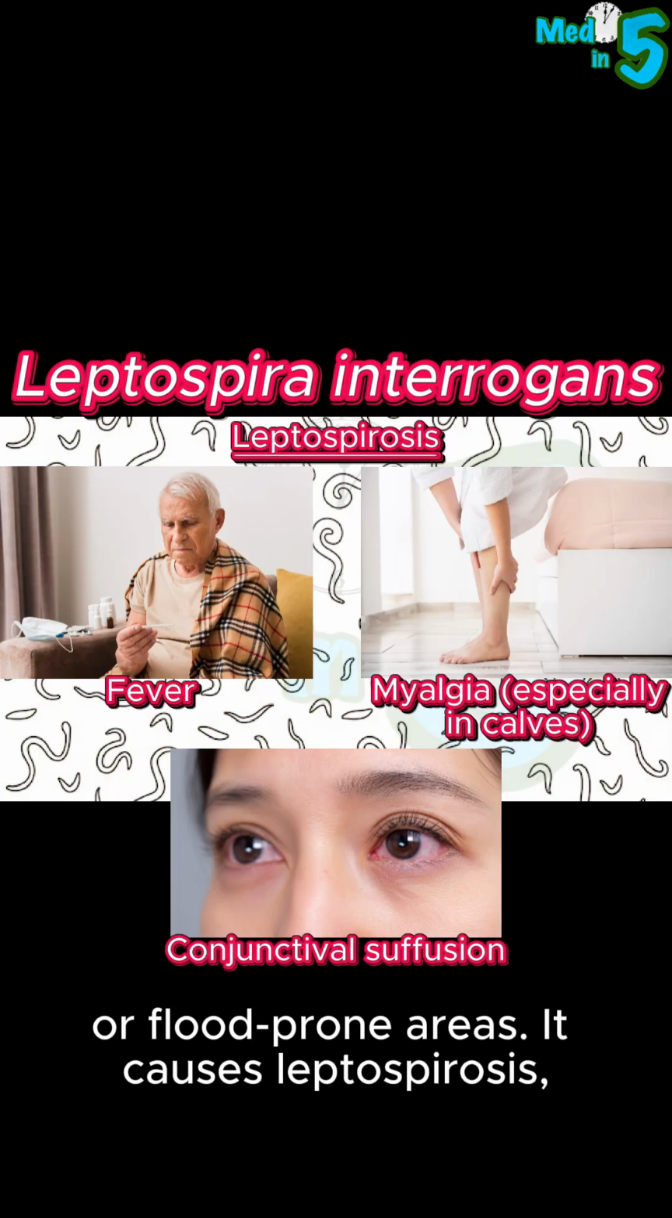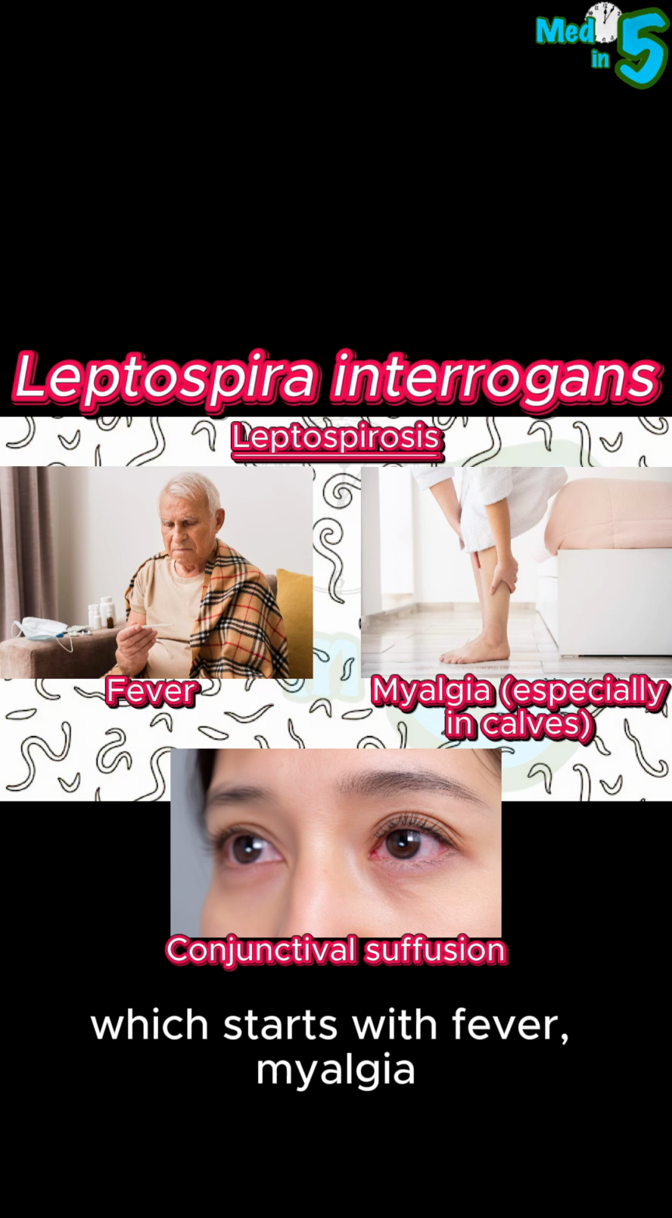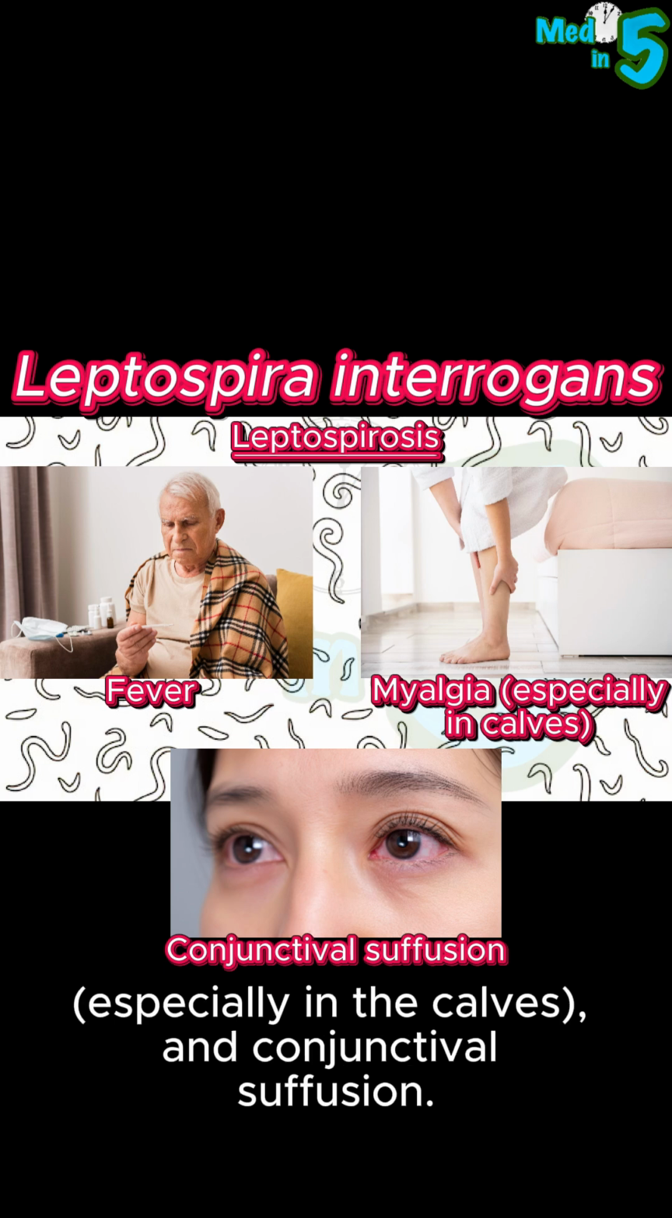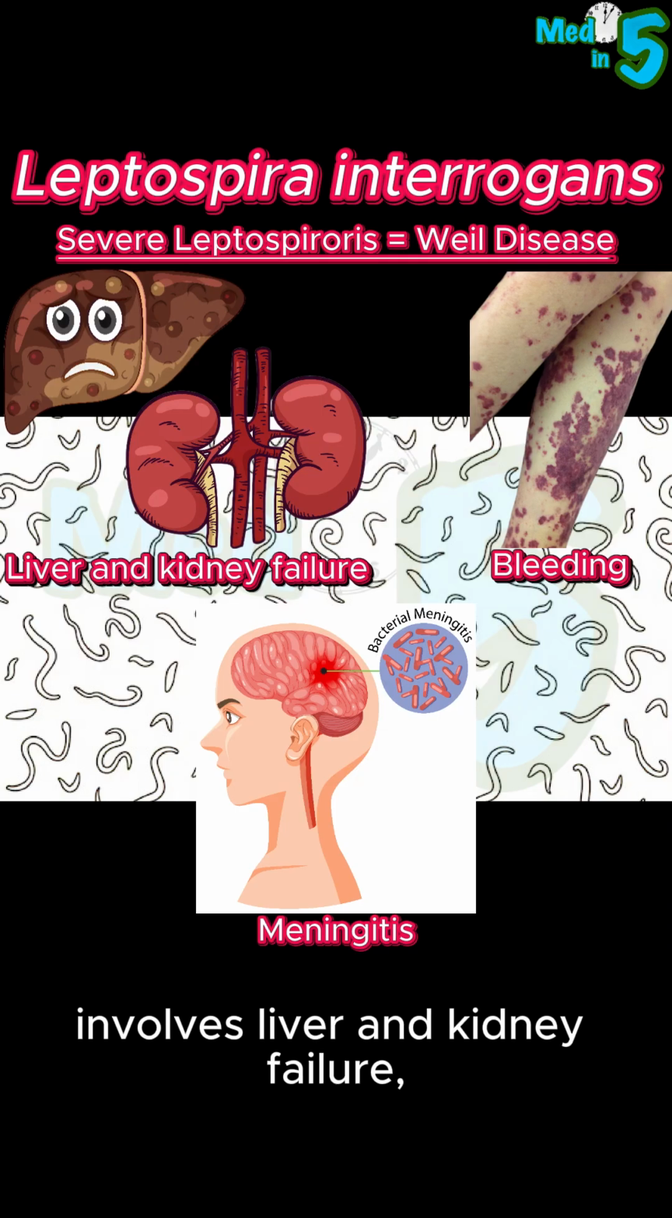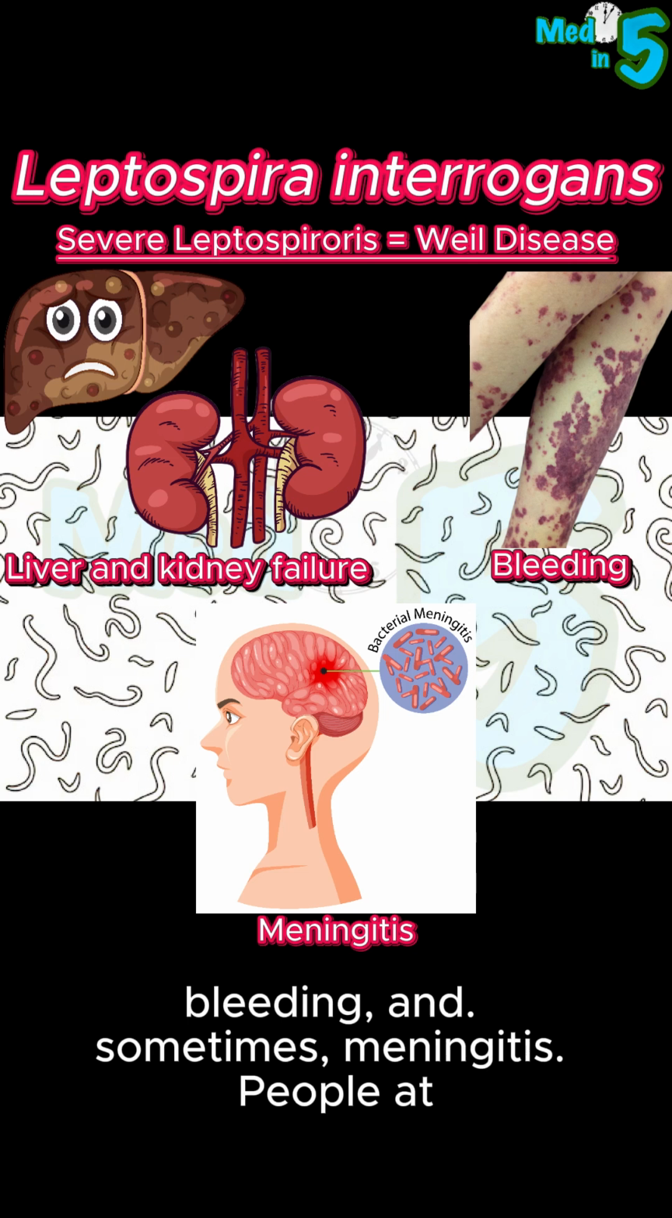It causes leptospirosis, which starts with fever, myalgia, especially in the calves, and conjunctival suffusion. The potentially fatal form, called Weil disease, involves liver and kidney failure, bleeding, and sometimes meningitis.